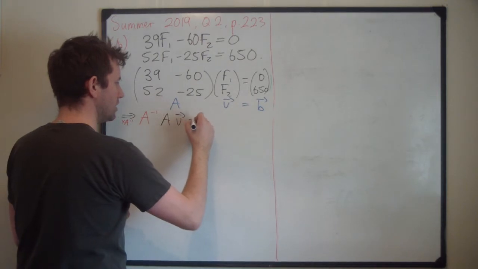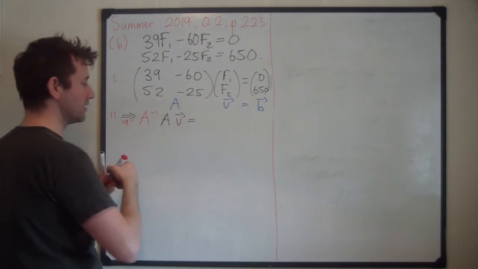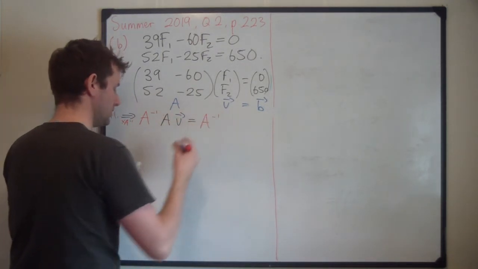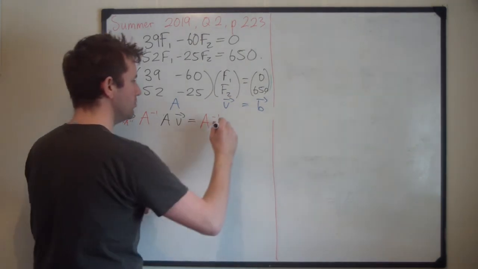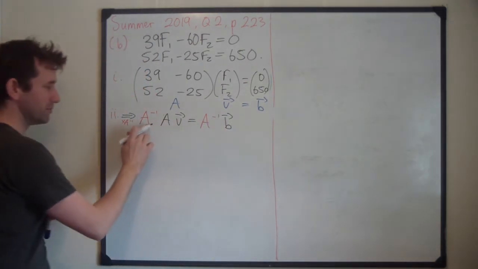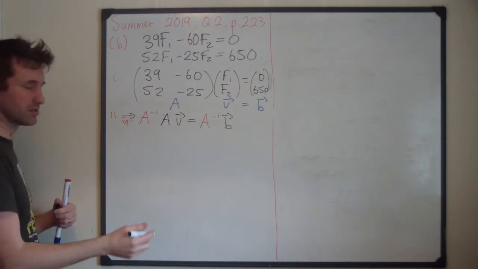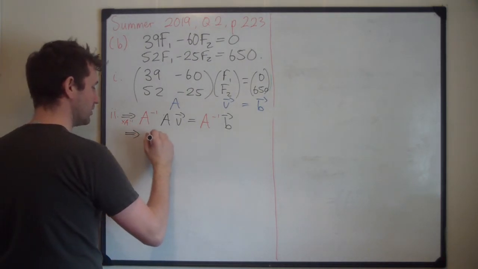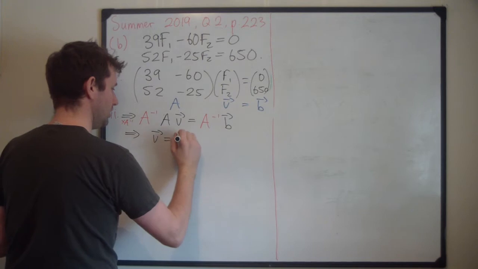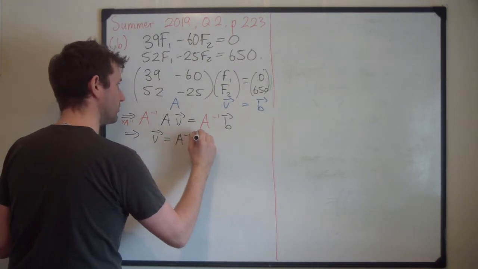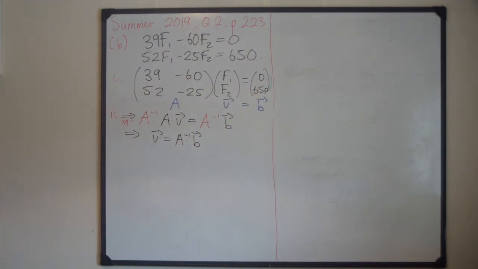AV equals B, so let's multiply the left-hand side and also multiply the right-hand side by A inverse. Multiplying A by A inverse undoes the action of multiplying by A. So you just get V equals A inverse B. So we have to find the inverse of this, times this. That is all we have to do.